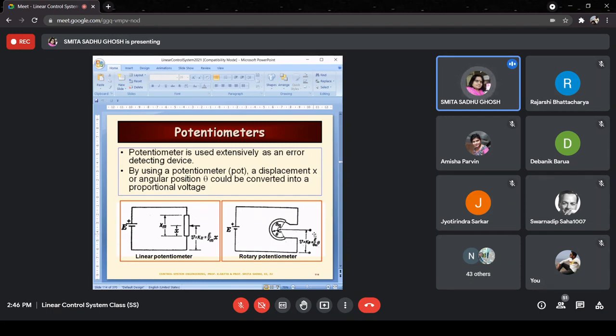Now, such potentiometers are used extensively as error sensing devices, but not in this particular form. We have to make a bit of a modification to such potentiometers so that we can use them as error detectors.